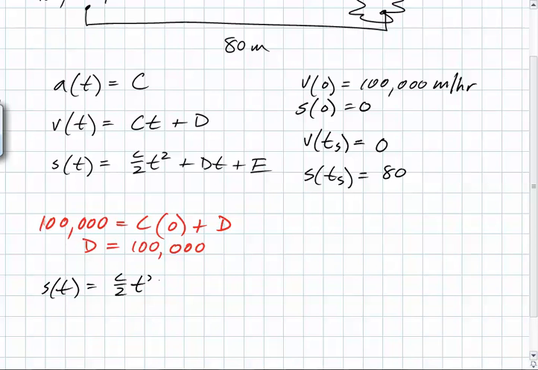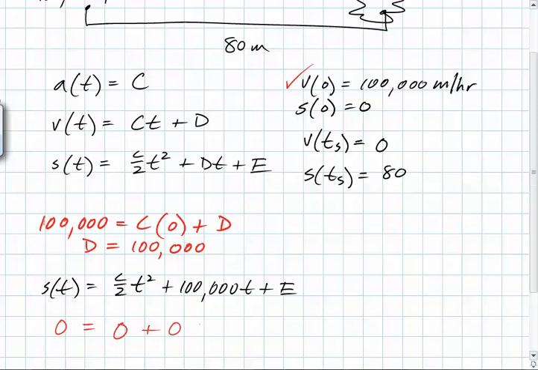So now that we have e is 0, where do we plug that in? The s of t. So now we know that s of t is equal to C over 2 t squared plus dt. There's our position function. We've used these two. We now have two more things to use: velocity at time stop, and position at time stop.